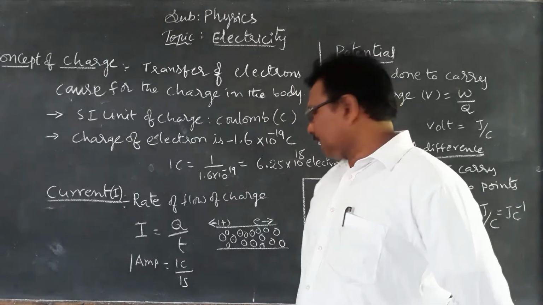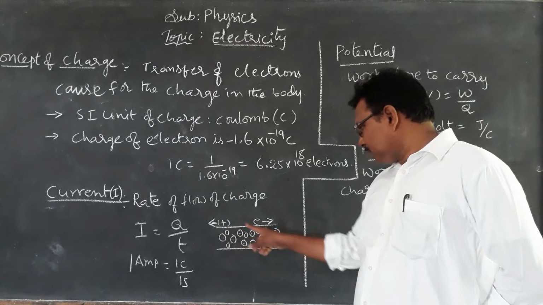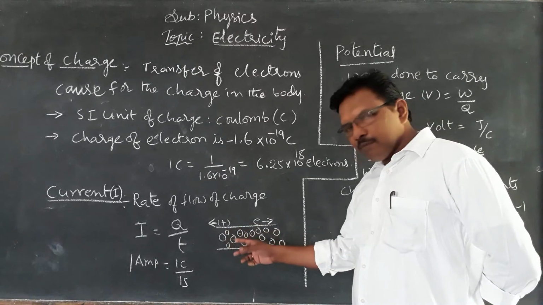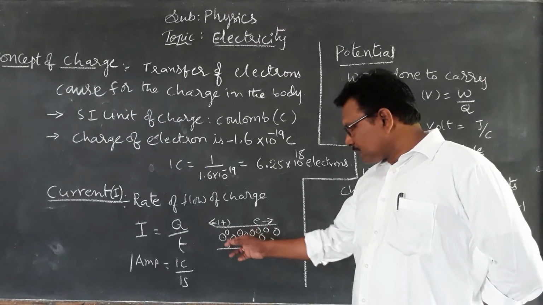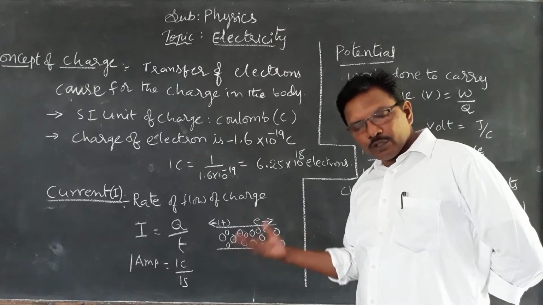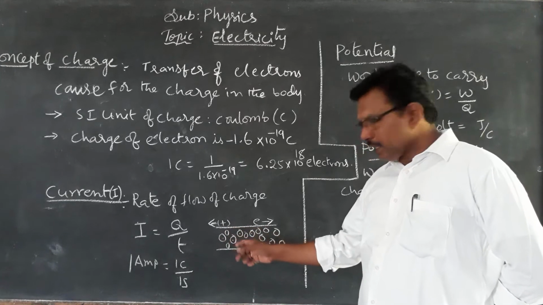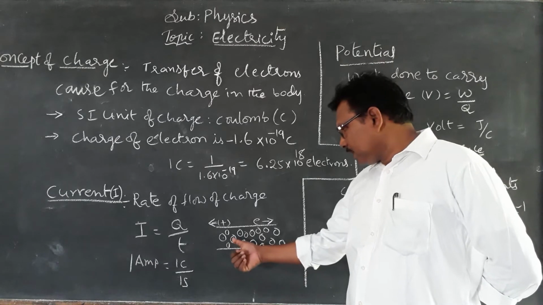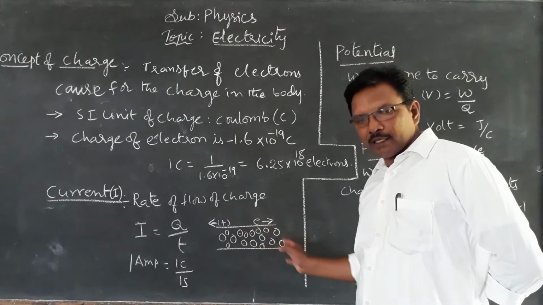Now if you see the diagram, these are all atoms. This is one conductor. Conductor means something which allows flow of current. Every conductor consists of so many atoms. Every atom has negatively charged particles and positively charged particles. Here is how the charge will flow: electrons flow from one atom to another atom.